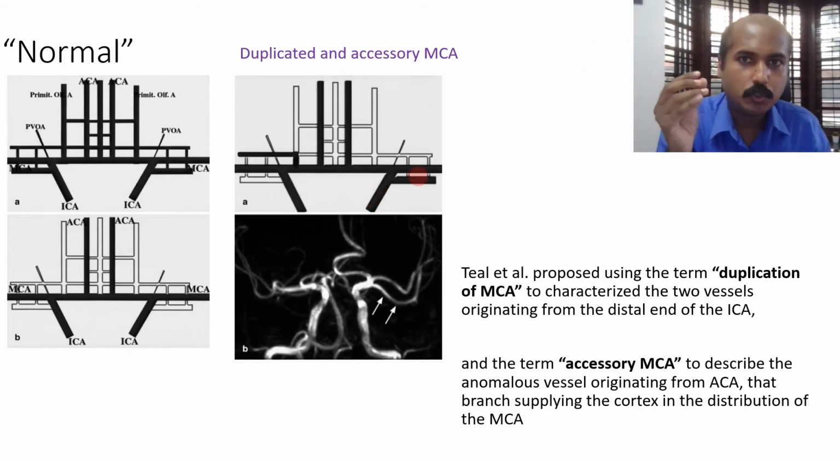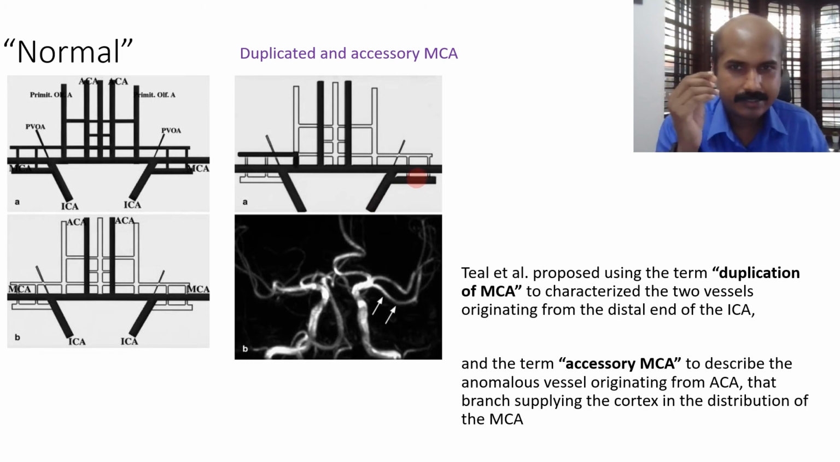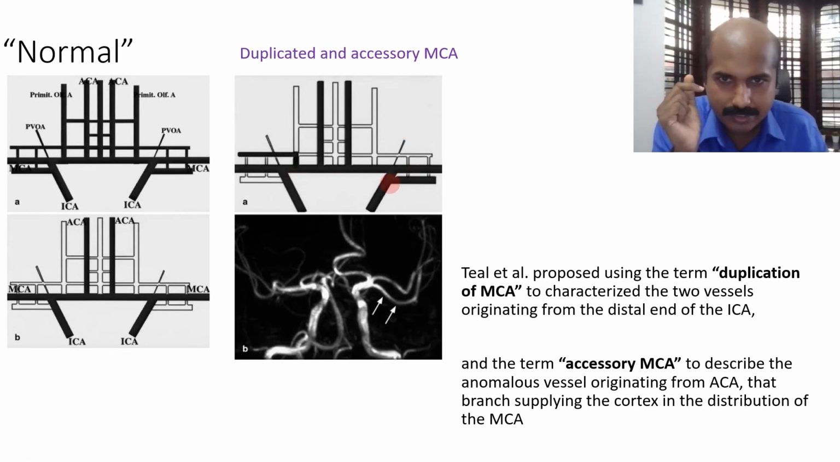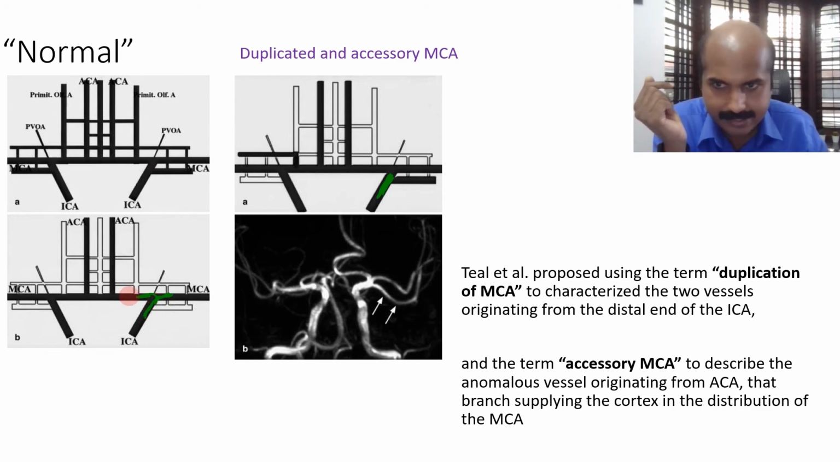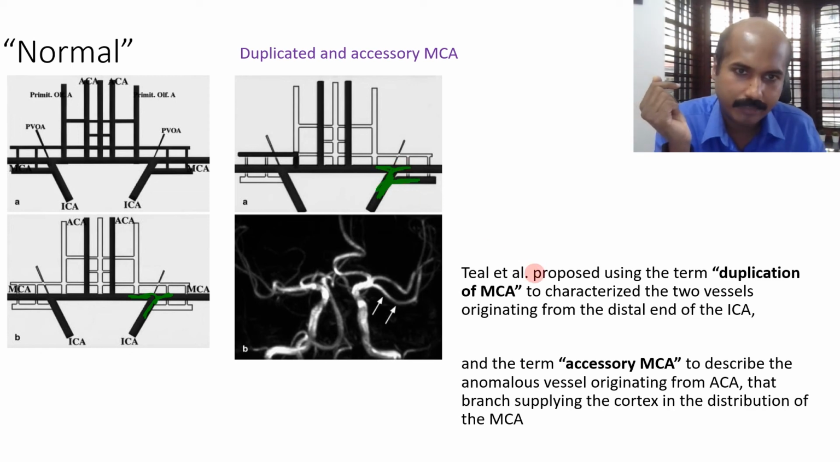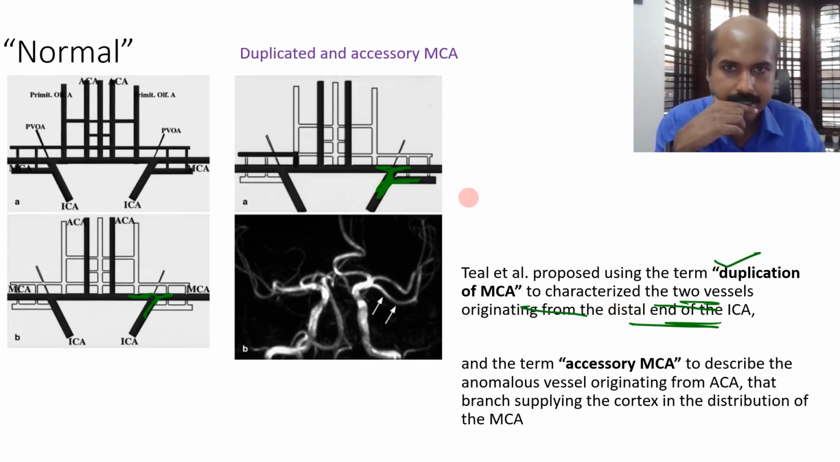You also have something called duplicated and accessory MCA. These are only terminological differences. Let us look at what these two things are. If you look at this basic scheme from the internal carotid termination, you know that usually the internal carotid terminates into MCA and ACA, right? So here, the internal carotid is giving off MCA and ACA, but one more MCA branch is being given. Two vessels are originating from the distal end of the ICA. That is called a duplication of MCA. So this is the characteristic duplication.